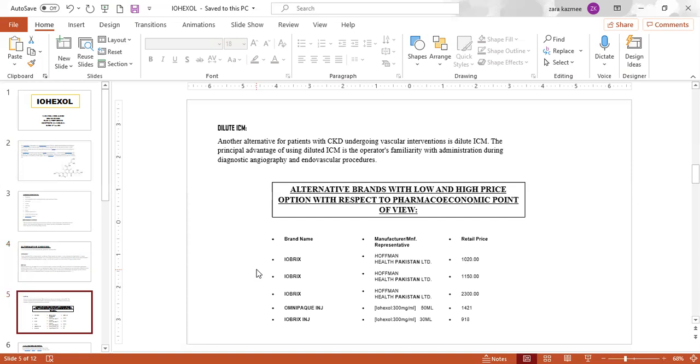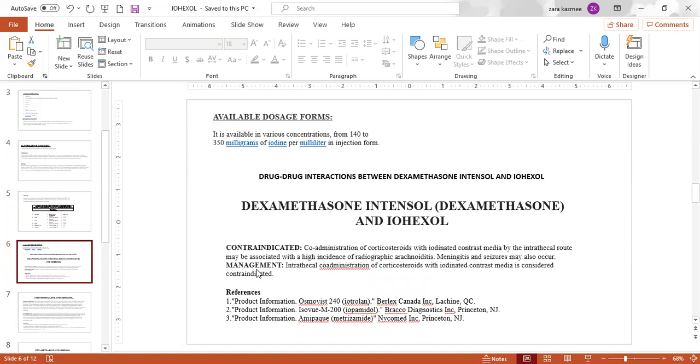So the next question was, what are the alternative brands with low and high price options from a pharmacoeconomic point of view, other than Iohexol? We have Iobrix, which is made by Hoffman Herb from Pakistan, where the retail price is 1,020. We have Omnipack injection, which is 50 ml and the price is 421. And we have Iobrix injection, which is 30 ml and the price is 918 rupees. The available dosage forms of Iohexol come in various concentrations ranging from 140 to 350 milligrams of iodine per milliliter in injection form.